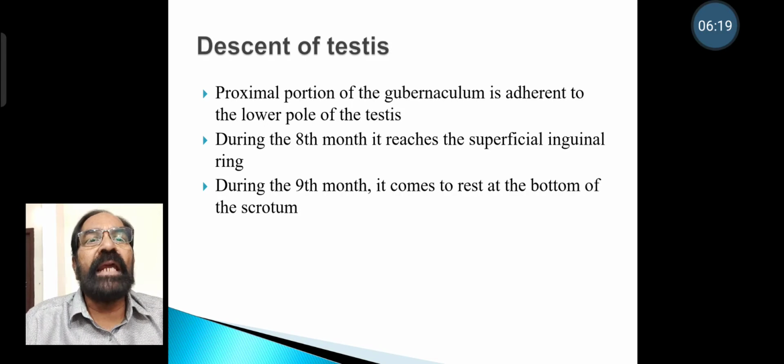Proximal portion of gubernaculum is adherent to lower pole of testis. During 8th month, it reaches the superficial inguinal ring. During 9th month, it comes to rest at the bottom of the scrotum.